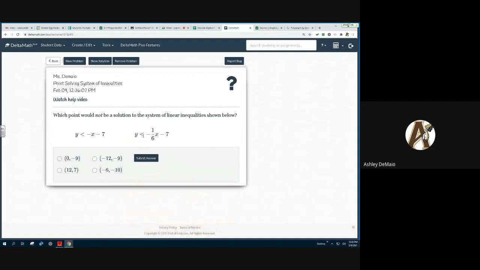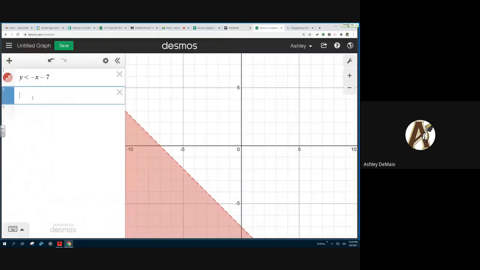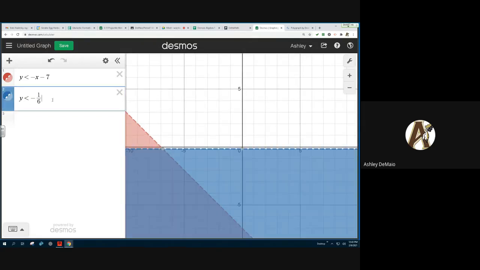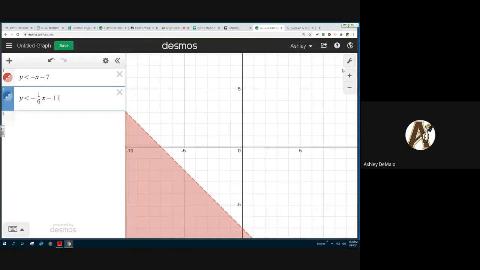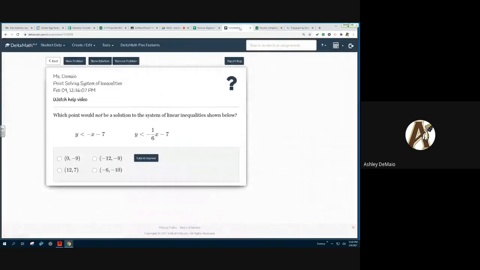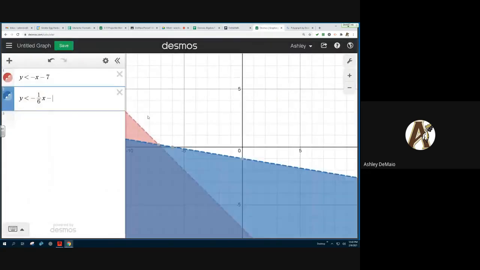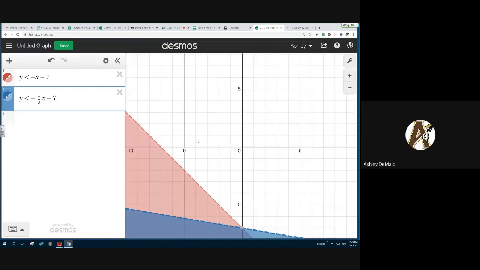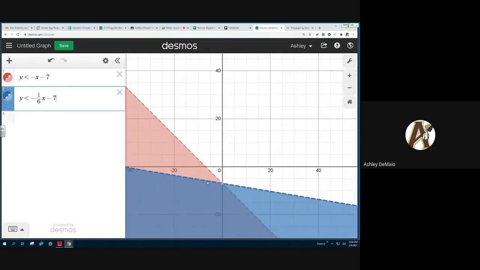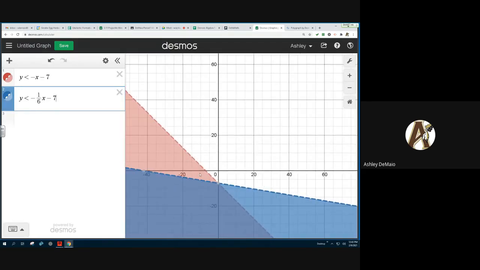Y is less than negative 1/6 x minus 7. Oops, I said minus 11. Just want to check and make sure I was correct. Oh, it's minus 7, not 11. Okay, and you can look at this and you see where the shaded region is of our system.